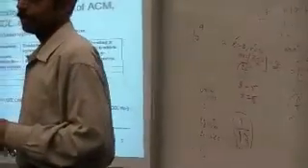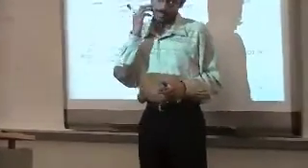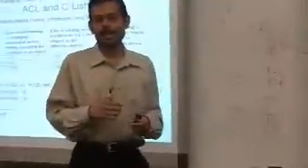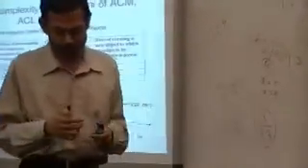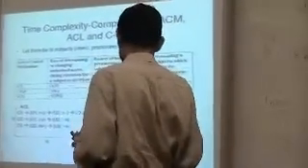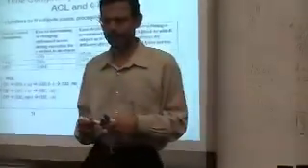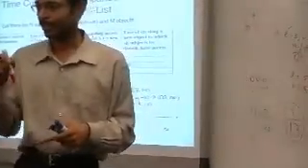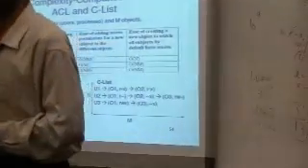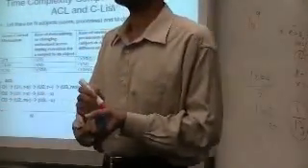Which one is more often used? It depends on the operating system. Some operating systems use access control lists, like Unix uses access control lists. I came across one operating system that uses capability lists. Tanenbaum, you have heard of Tanenbaum? He developed that operating system, and that uses capability lists. Okay?